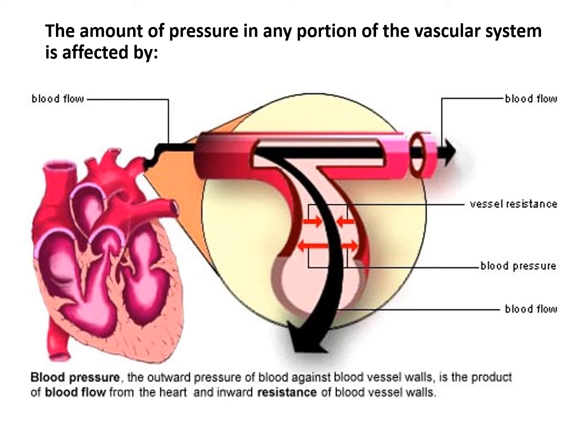Peripheral vascular resistance is determined by blood viscosity, the thickness of the blood, the length of the vessel, and the diameter of the vessel. In this picture, you'll see that blood pressure is the outward pressure of blood against blood vessel walls. And that is represented by those first red arrows. Okay.